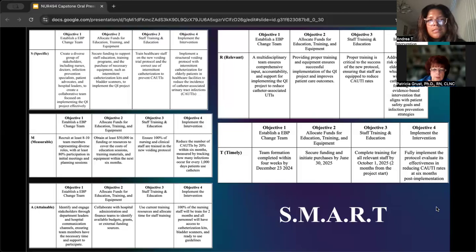By implementing the SMART criteria, we will foster a cohesive team environment where everyone is engaged and well informed about our shared goals, ultimately enhancing our ability to drive meaningful change.